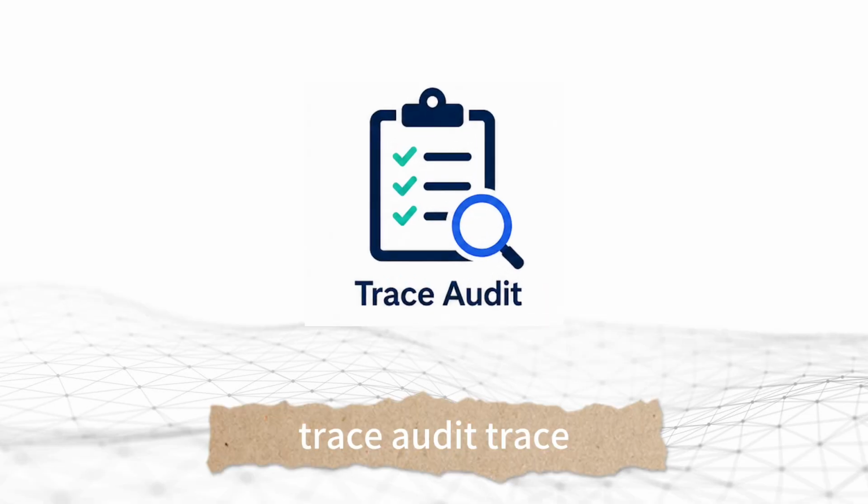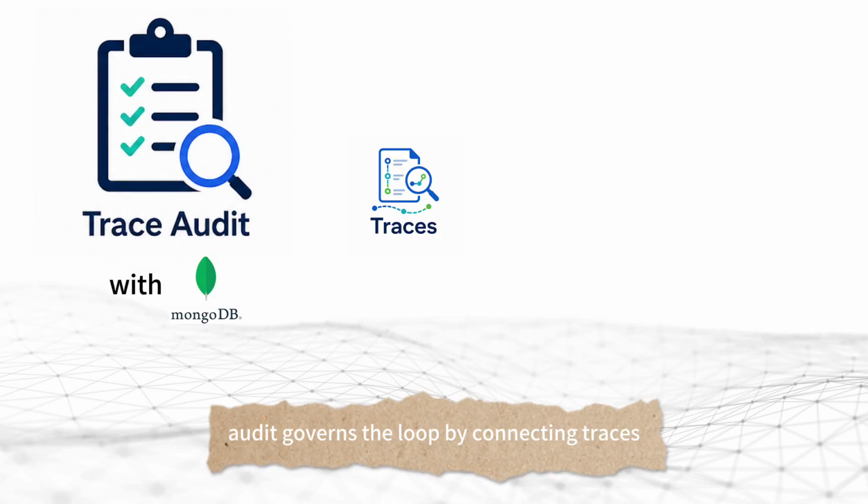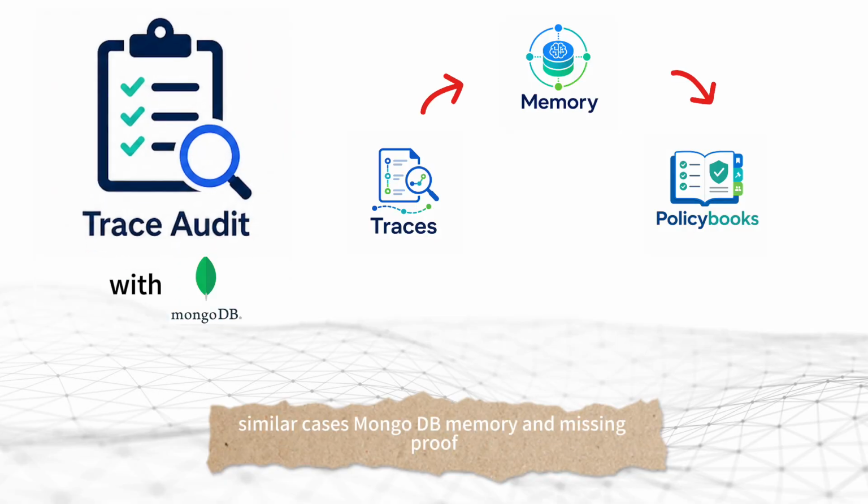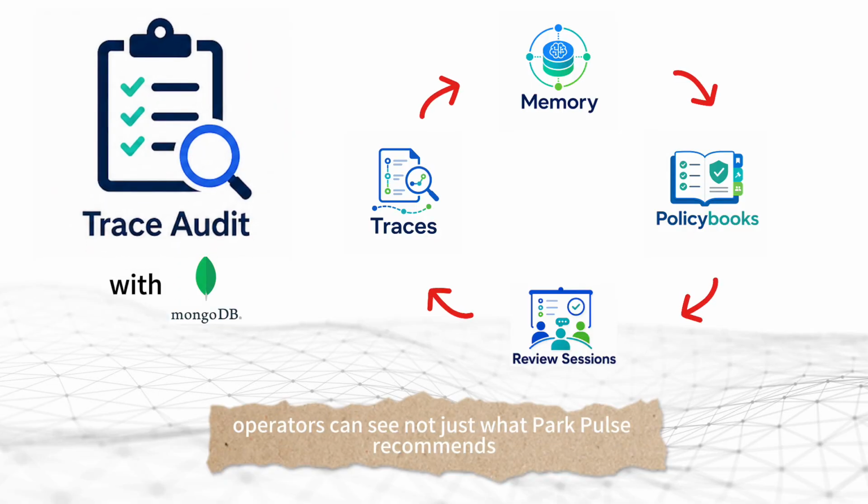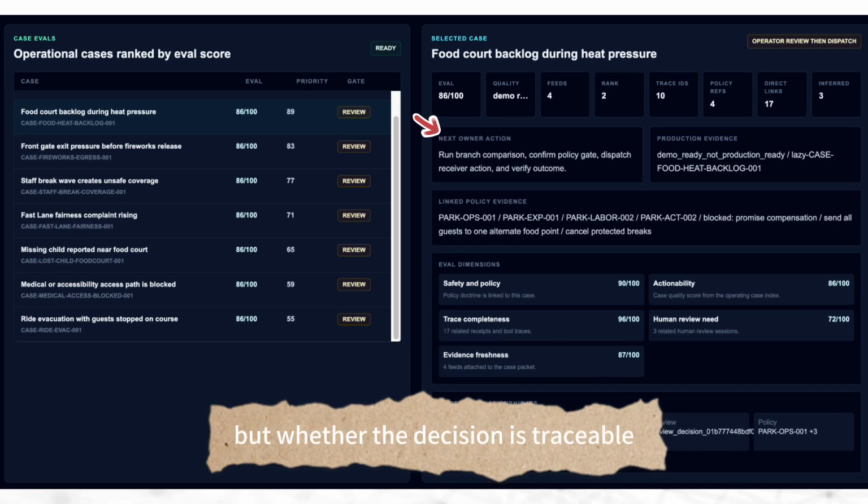Trace Audit. Trace Audit governs the loop by connecting traces, policy references, review sessions, similar cases, MongoDB memory, and missing proof. Operators can see not just what ParkPulse recommends, but whether the decision is traceable, policy-aligned, and ready to trust.